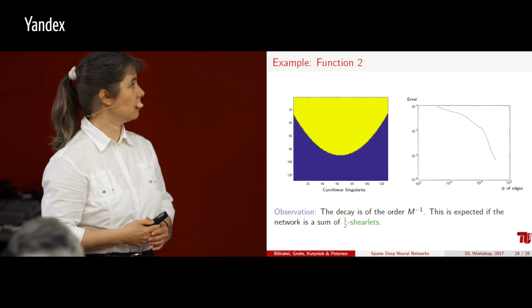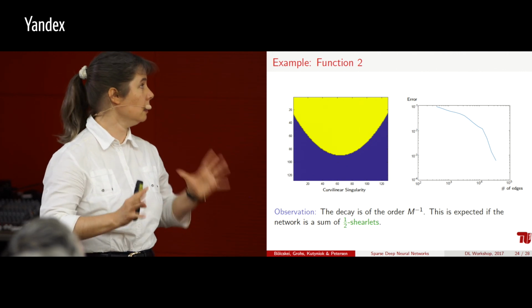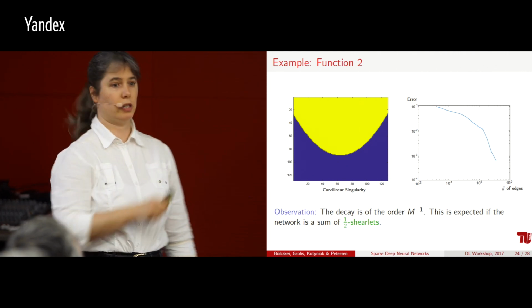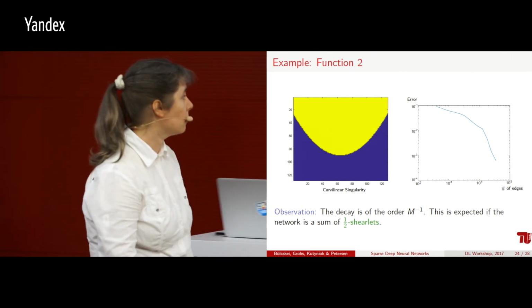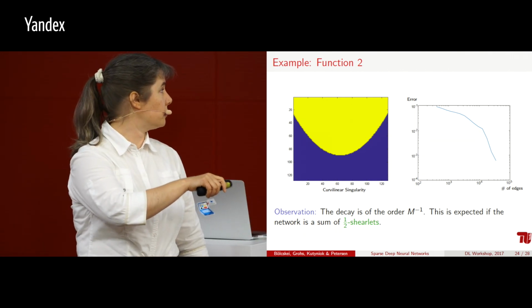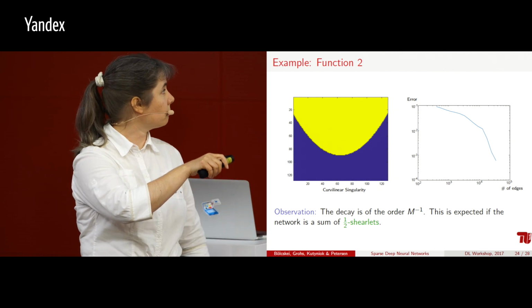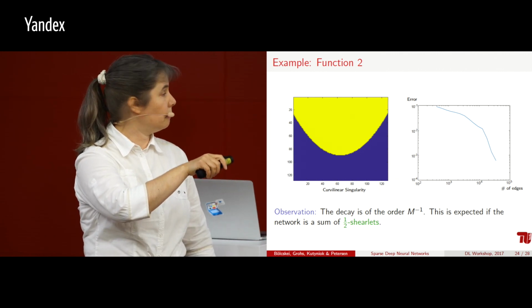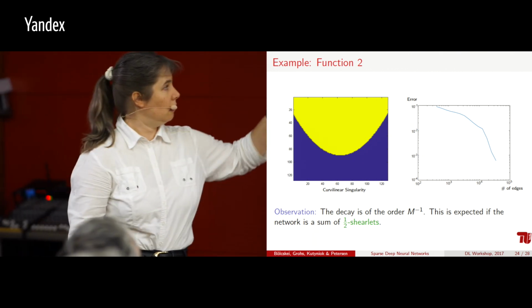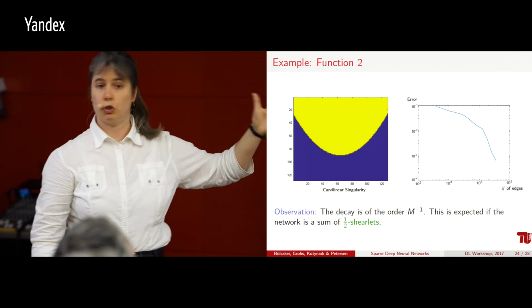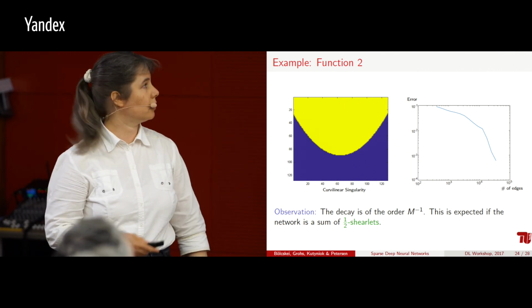Okay, so let's finish with a second example. We make it a little more complicated. We take a curvilinear singularity. Of this, we know shearlets are the best. The rate of decay, if we train our network, is now m to the minus 1. And again, this is the optimal rate for shearlets, so alpha-shearlets with alpha equal to 1/2.